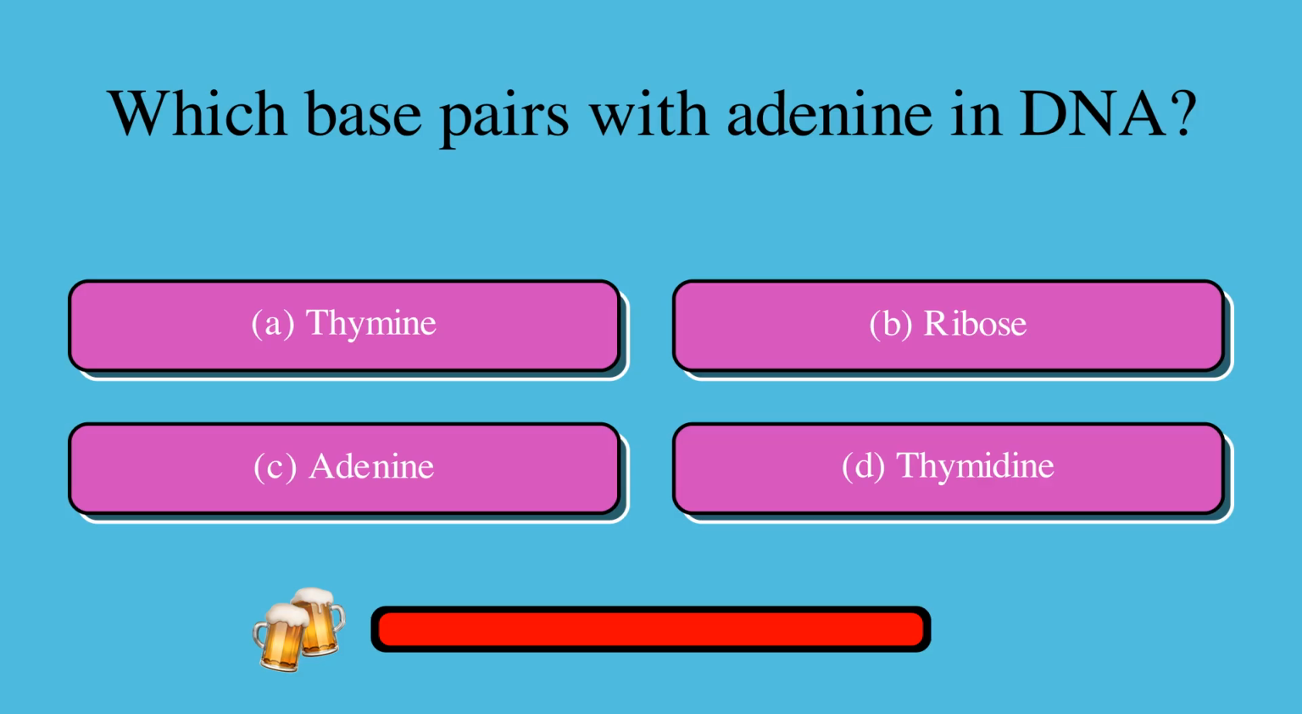Which base pairs with adenine in DNA? Is it A, thymine, B, ribose, C, adenine, or D, thymidine? The correct answer is A, thymine.